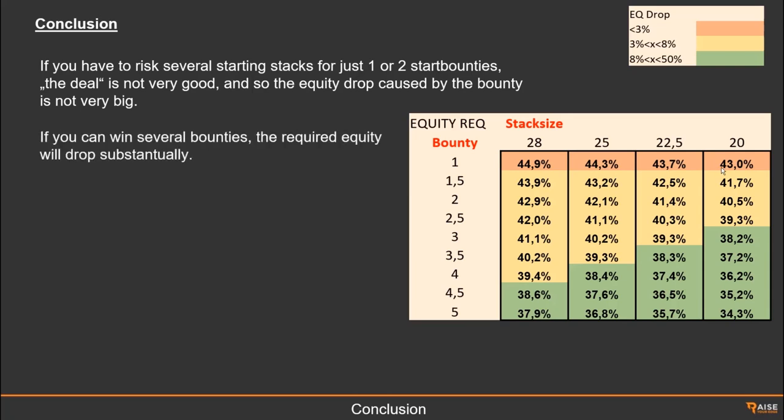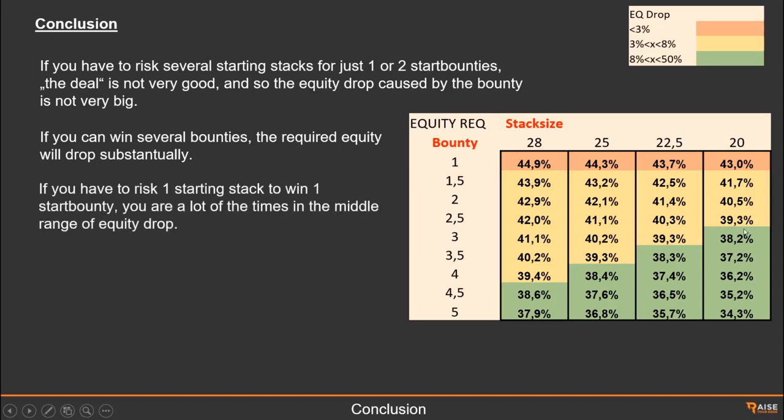If you can win several bounties, the required equity will drop substantially. So if you can win 3 start bounties and still have to risk 2 starting stacks, then the equity drop will be already bigger than 8%. If you have to risk 1 starting stack to win 1 starting bounty, you're a lot of the times in the middle of the range of the equity drop, so in between 3 and 8%.